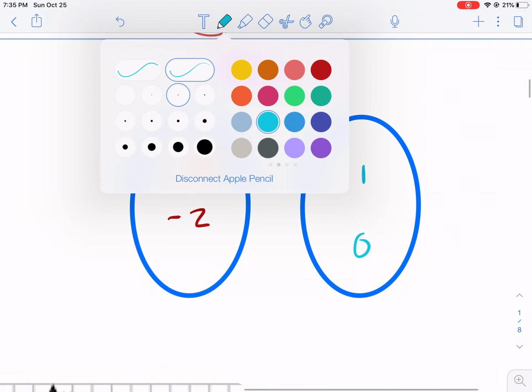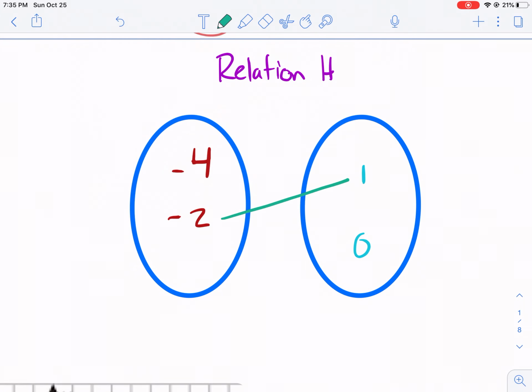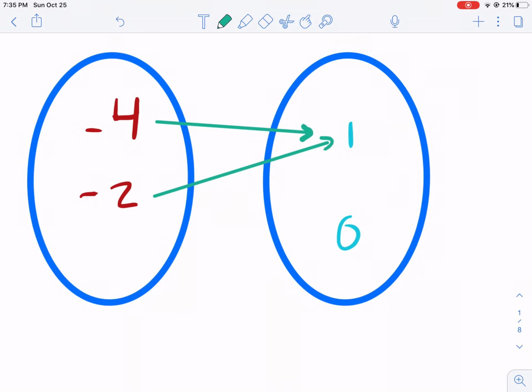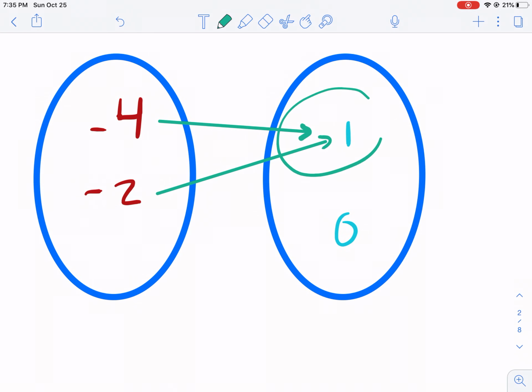Okay, so let's see what this looks like. As you can see, we have -4 and 2, both mapping to +1. That's okay. The whole point of a function is that each input only has 1 output. If I can draw this line, that'd be great. So we have -4 with 1 arrow, -2 with 1 arrow.